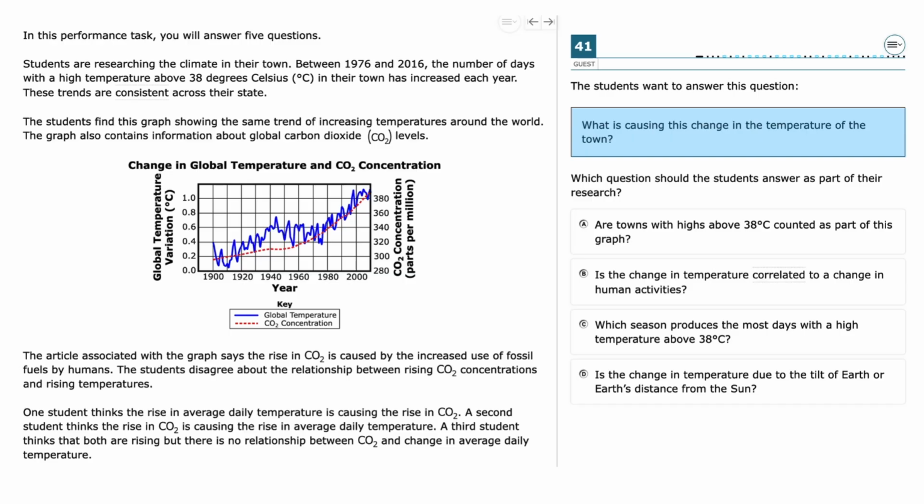To answer that, they need to look for a question that helps them explore possible causes, especially involving human activity, like burning fossil fuels. Correct answer, B. Is the change in temperature correlated to a change in human activities? This question is best because it helps the students find out if human actions, like producing more CO2, are connected to the rising temperatures. That's what they need to know to answer their main question.